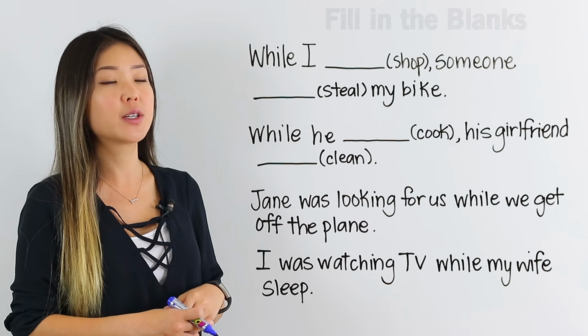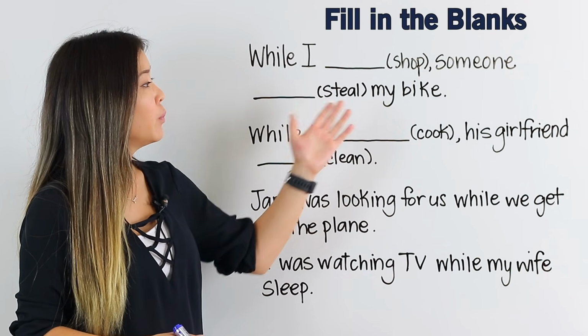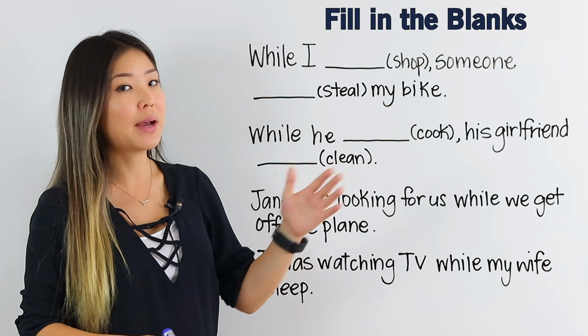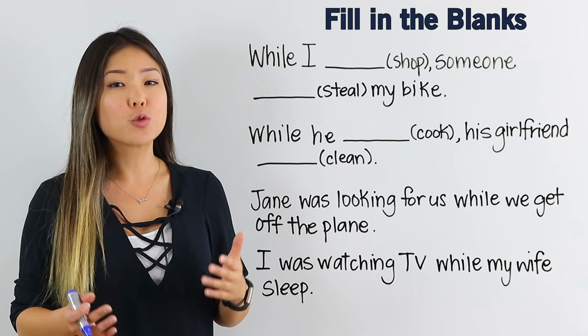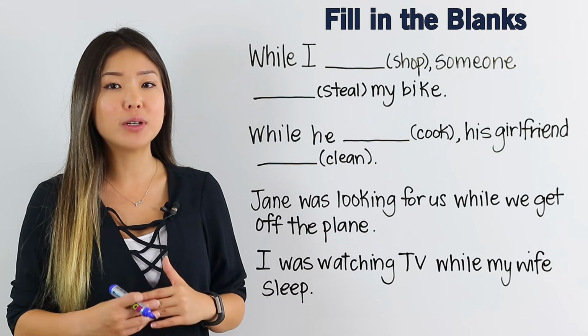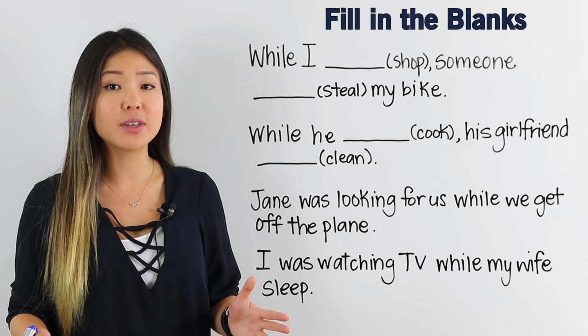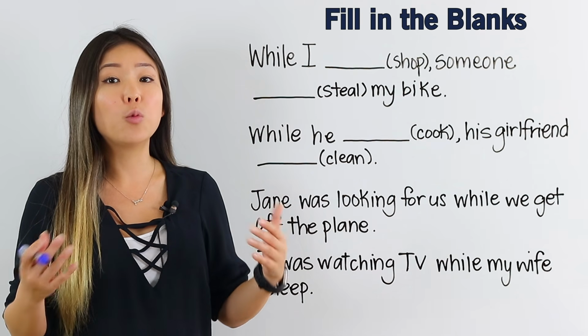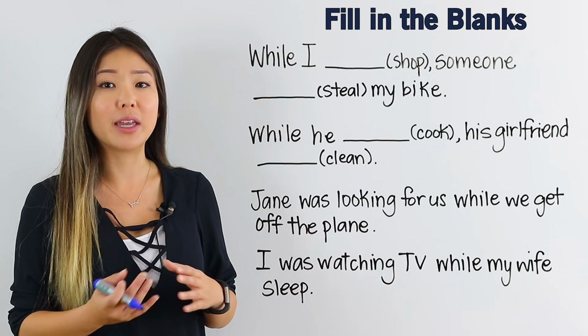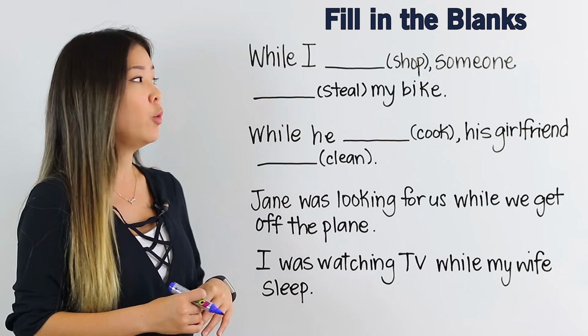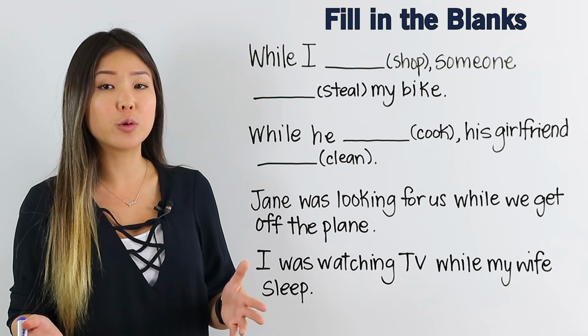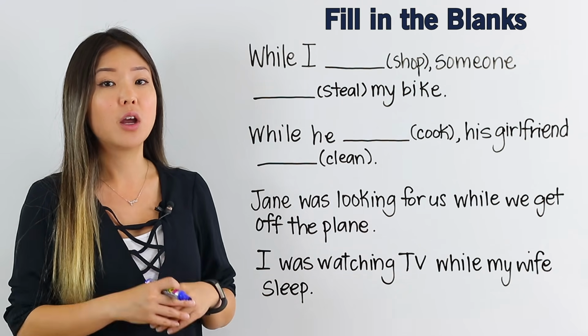Take a look at the first example. While I blink, someone blink my bike. When we use while in the past continuous tense, we're showing that two actions happened at the same time in the past, or they were happening at the same time in the past. So, we need to use the past continuous for both actions.